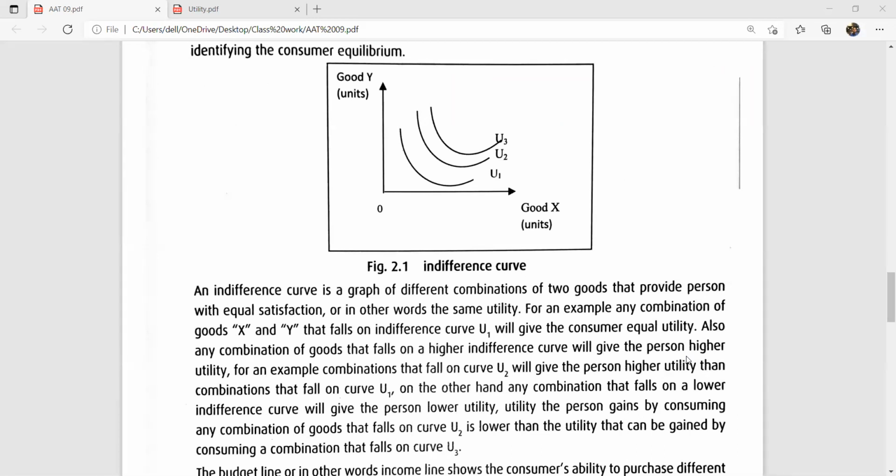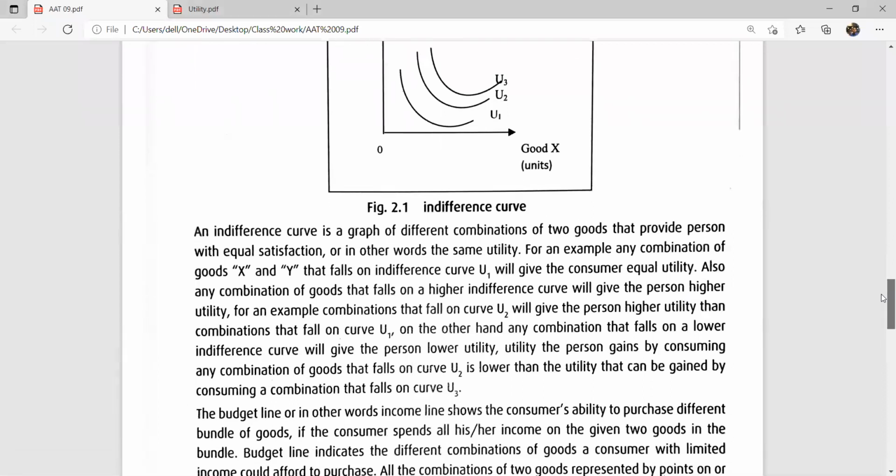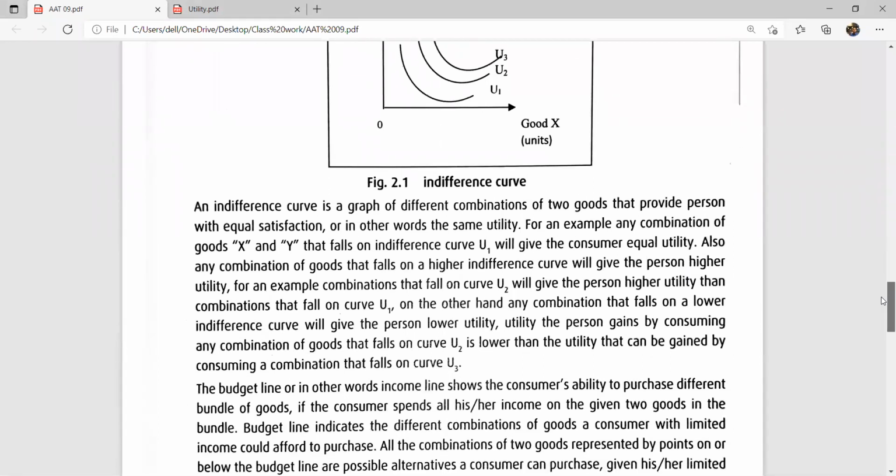On the other hand, any combination that falls on a lower indifference curve will give the person lower utility. The utility a person gains by consuming any combination of goods that falls on curve U2 is lower than the utility gained by consuming a combination that falls on curve U3. So what did I mean? Earlier also I explained: upper curves, higher satisfaction; lower curves, which are closer to the origin, lower satisfaction.